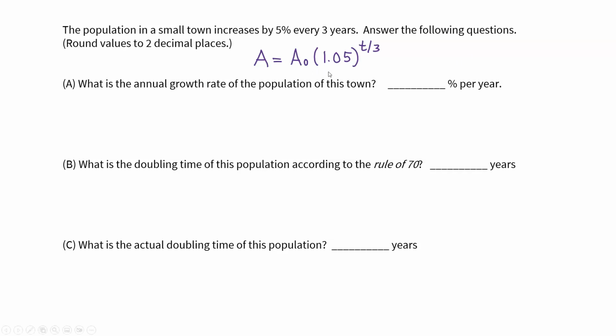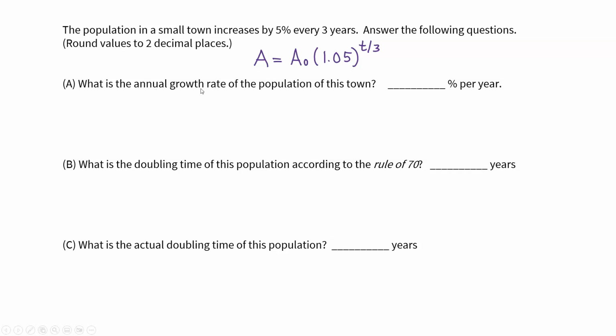You have 1.05 because you're increasing by 5%, so that would mean that you have 105%, or 1.05, as your common ratio here, or your common factor. And then you have t over 3, and the reason it's over 3 is because that 5% growth is every 3 years. And so this is the general formula that could be used for this situation.